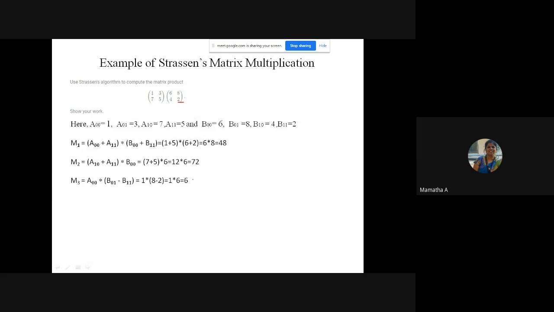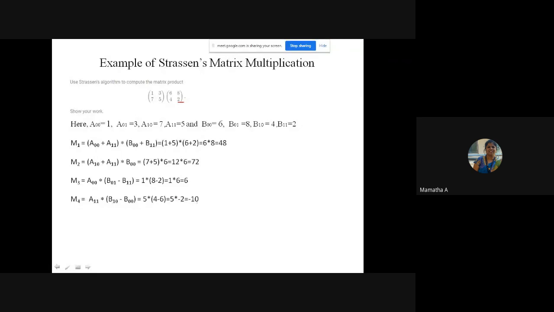Tejas, M4. Ma'am, A11 into B10 minus B00. In our case, what is A11? 5. Yes. 5 into 8 minus 6, ma'am. Sorry, no. 4 minus 6, ma'am. Yes, see, small mistake, you will lose marks. 5 into 4 minus 6. 5 into minus 2, that is minus 10.